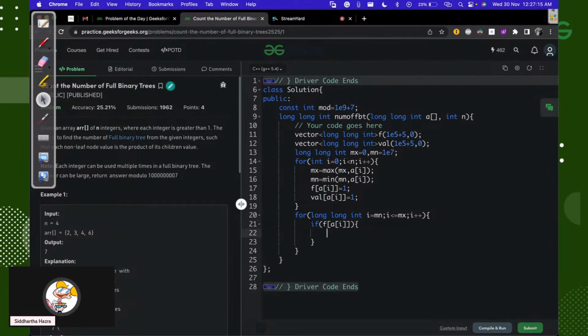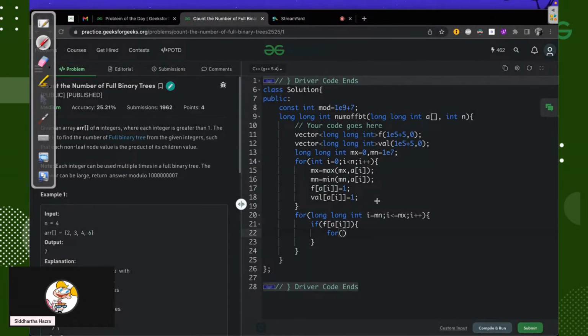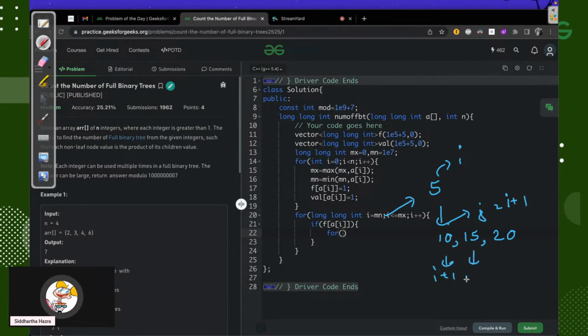Now if this value is present, that means frequency of a of i is present, then we would go to its multiples. How would we go to its multiples? Let me just show you. Suppose this value is equal to 5. Then the multiples would be 10, 15, 20, like this. Suppose this is equal to i. So j would be equal to i plus i. This value is i plus i, this value would be i plus 2i, this value would be i plus 3i.